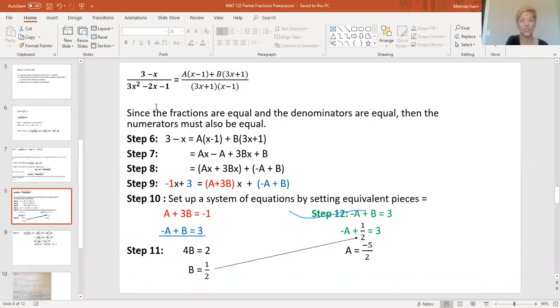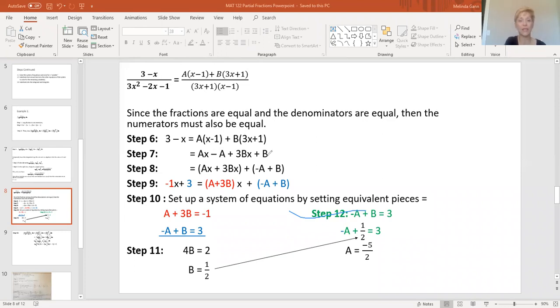Okay, so this is just recopied from the previous screen so that you can still follow it. The fractions matched, the bottoms match, so the tops match. So all I'm going to worry about is this numerator, 3 minus x, equal to this numerator. And again, I'm going to stay on the right side. I multiply it out. A times x is ax, minus, and then A times 1 is A, plus, and then B times 3x is 3Bx, plus, and then B times 1 is B.